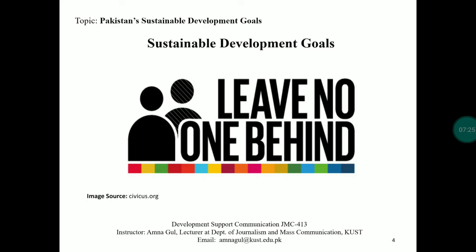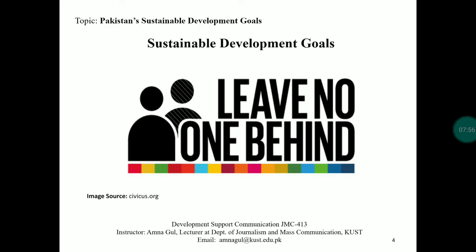Now the 17 SDGs, or the Sustainable Development Goals, are integrated. That is, they recognize that action in one area will affect outcomes in another, and that development must balance social, economic, and environmental sustainability, as you just saw in the video as well, that these three elements need to be cared for: social sustainability, economic sustainability, and environmental sustainability.